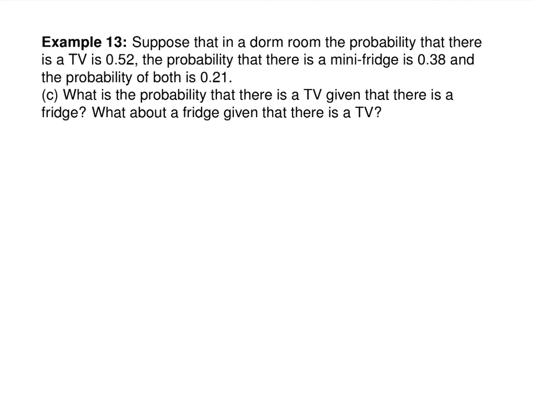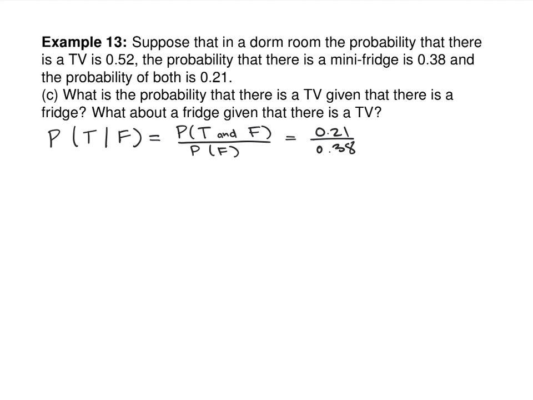What is the probability that there is a TV given that there is a fridge? How about a fridge given that there is a TV? So probability of TV knowing there is a fridge. Well, that's what we're calling rule number 4. Probability of TV and fridge divided by probability of fridge. So that's 0.21 divided by the probability that there's a mini fridge, which is 0.38. And that works out to be approximately 0.55.